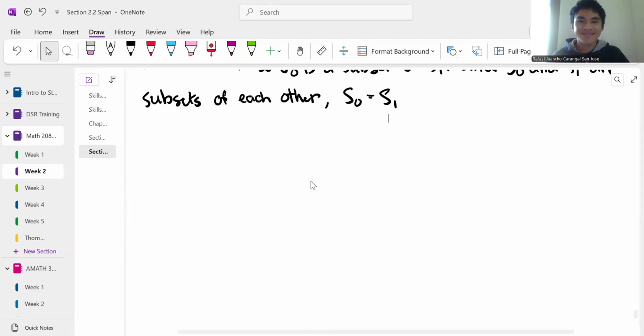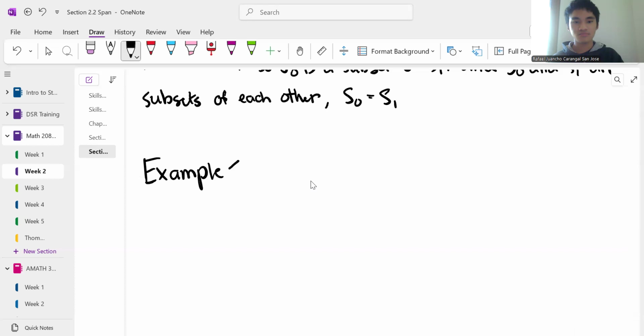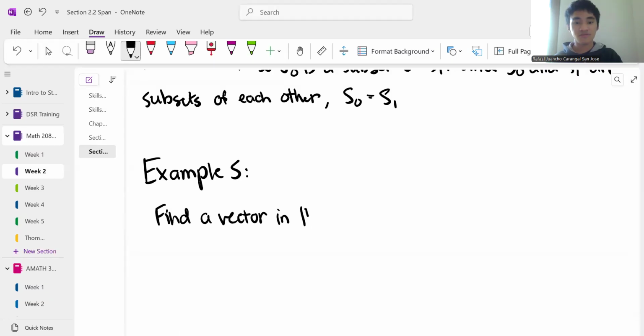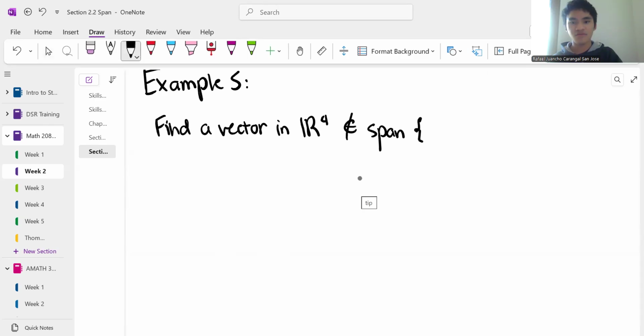That was not fun. Okay, let's do an example. Do example 5. So here we're being asked to find a vector in R4 that is not in the span of U sub 1, 2, and 3. Can we do that?